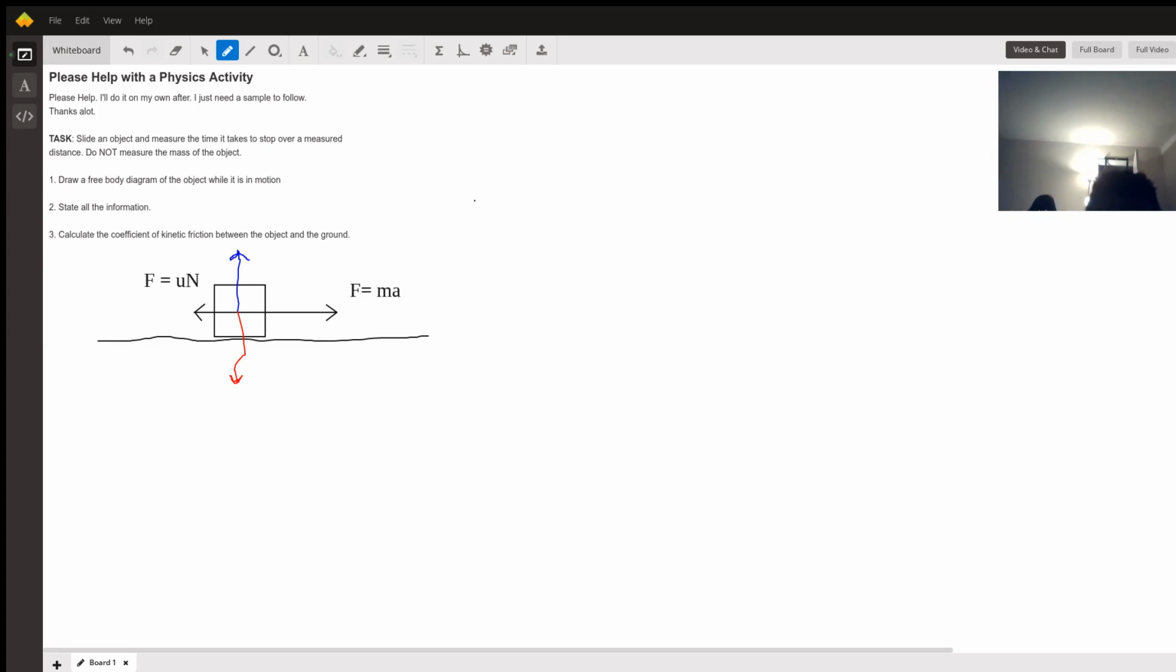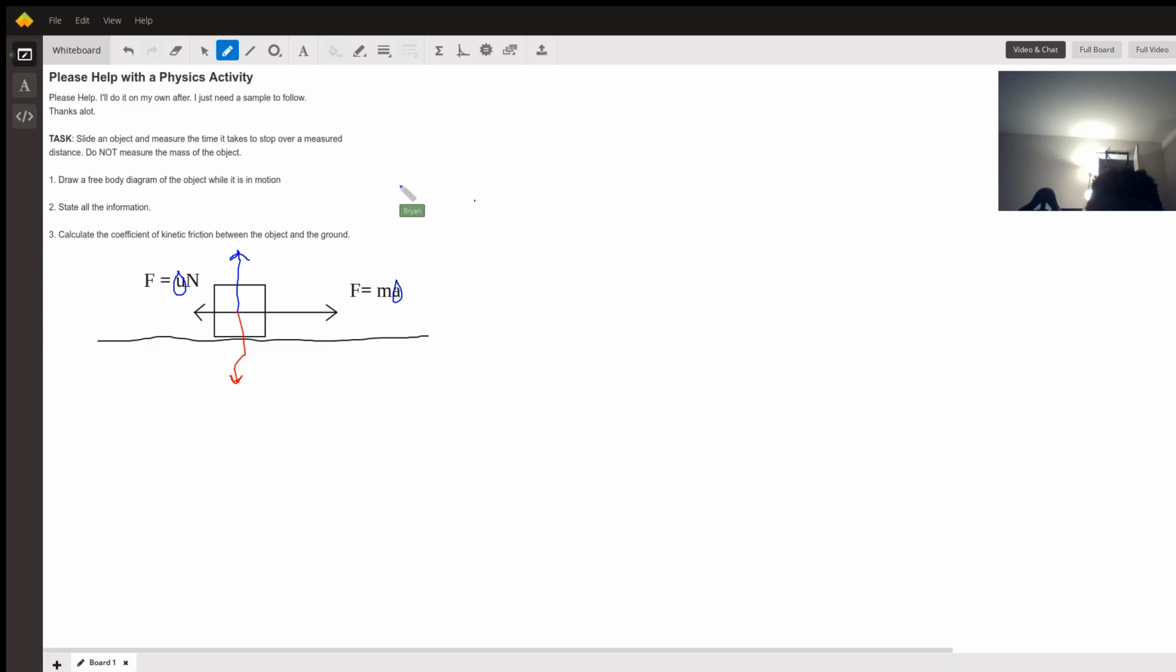And then now, once you find your time and your distance, then you can plug it in to find the coefficient of friction, which is this. You're looking for the coefficient of friction here, right? So what you need to solve for is this right here. You need to solve for the acceleration, right?